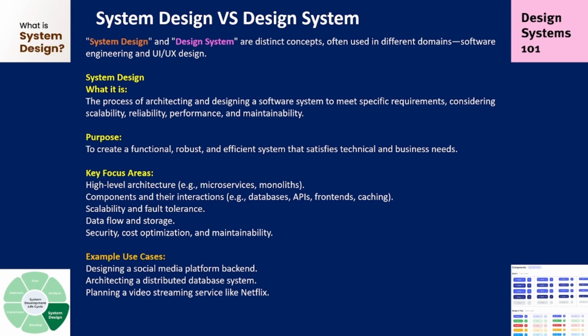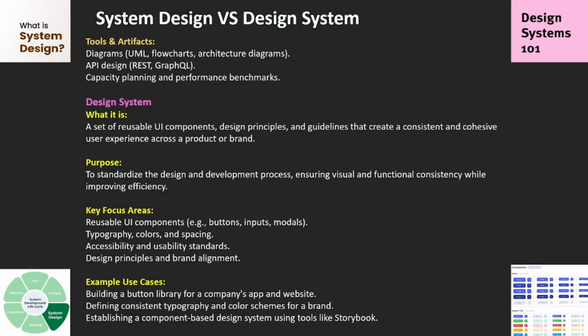For example, use cases: designing a social media platform backend, architecting a distributed database system, planning a video streaming service like Netflix. The tools and artifacts: diagrams, UML, flowcharts, architecture diagrams, API design, REST and GraphQL, guys. API design, either REST or GraphQL, any one of them you are using. Capacity planning and performance benchmarks, guys. Okay, so that's the system design.